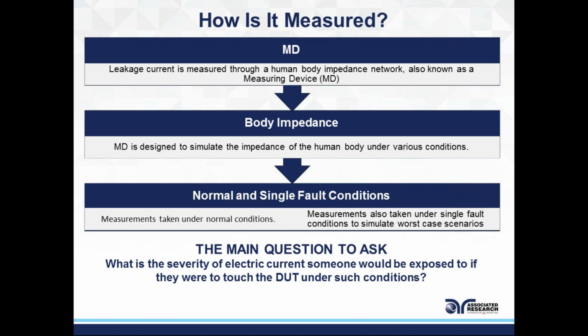Now the MD is meant to be a substitute for what a human body impedance network looks like to electricity. And then the standards call out single fault conditions. Another important aspect is what kind of fault you can expect when this product is plugged in. Did the electrician wire the ground in properly? Is the ground missing? Did the electrician wire line and neutral in properly? Is it now neutral to line versus line to neutral? All these single fault conditions that may happen are accounted for when the standard calls out single fault and normal condition leakage current testing.